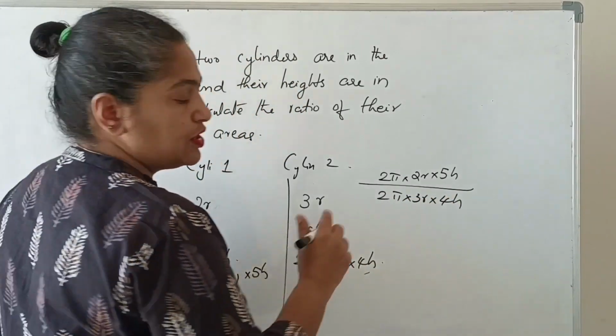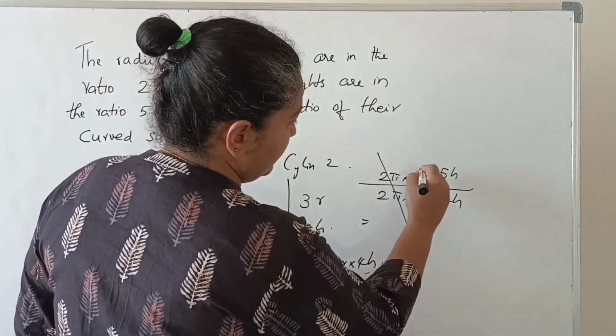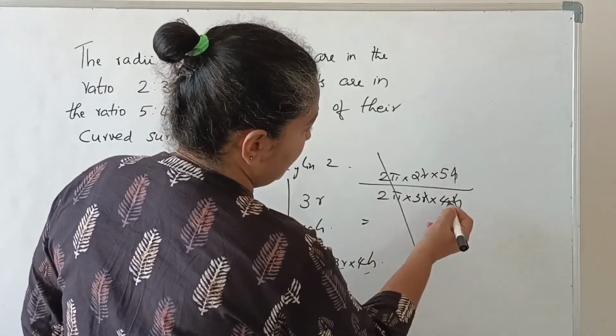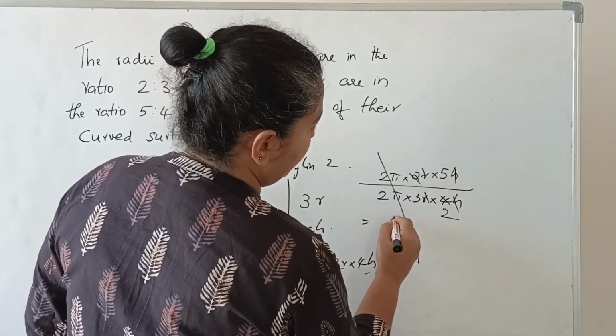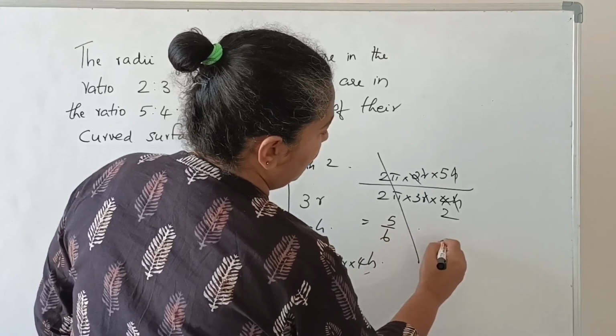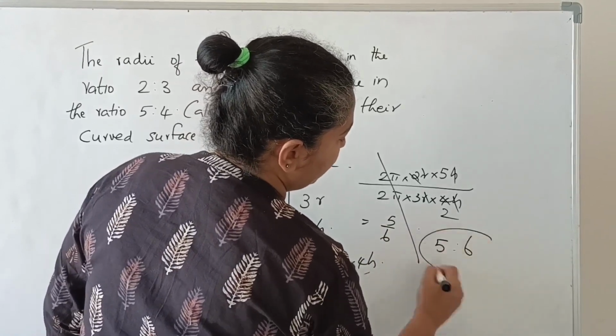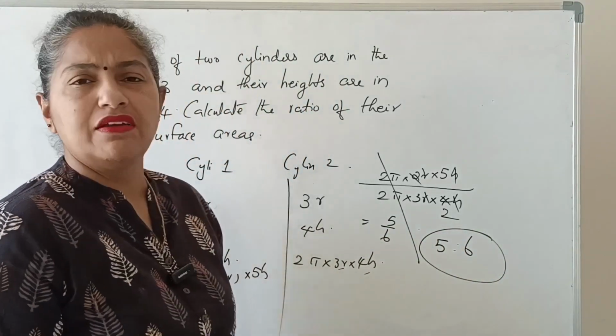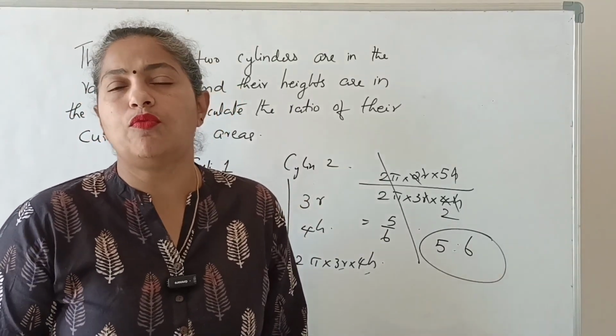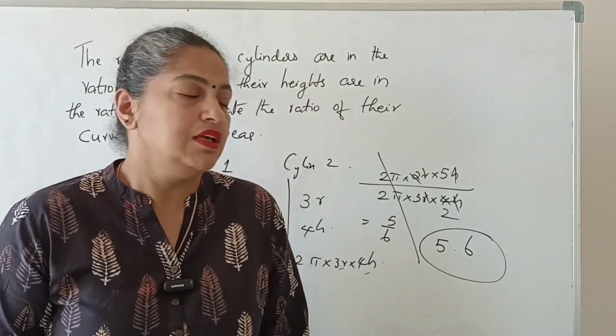Let us cancel out the common terms. So you will get 5 by 6, or the required ratio is 5:6. A very easy sum, just cancelling out the common factors will give you the answer for this.